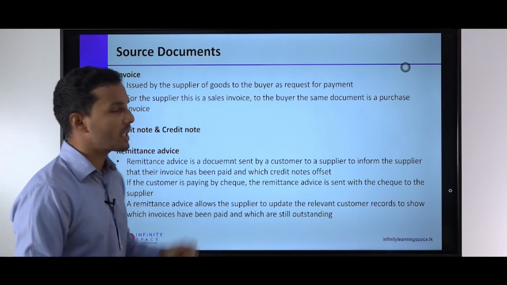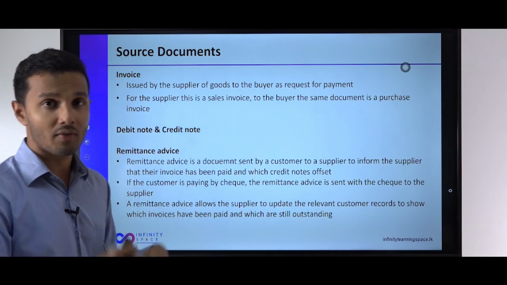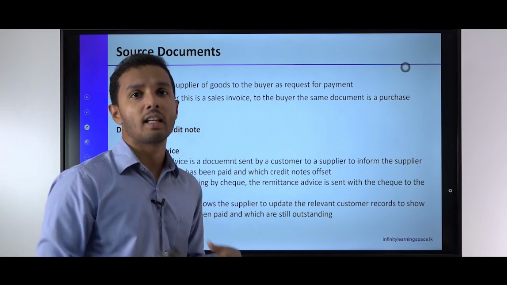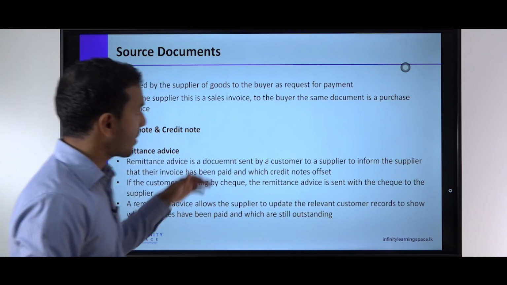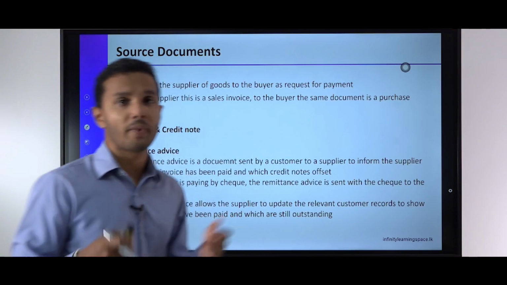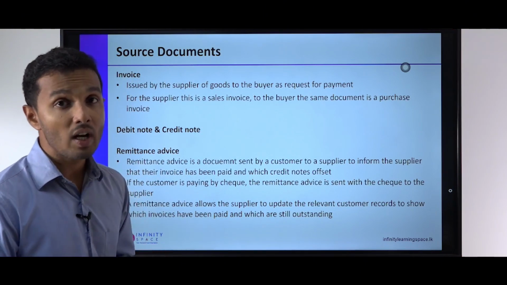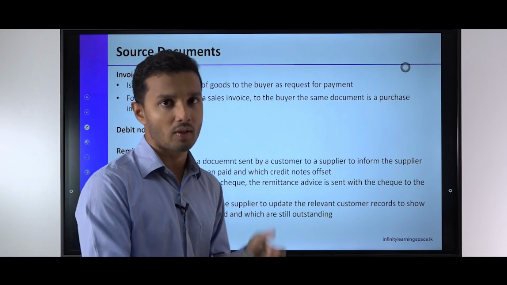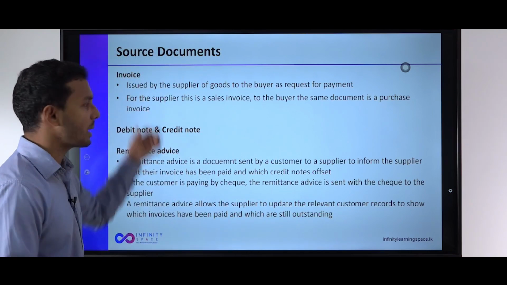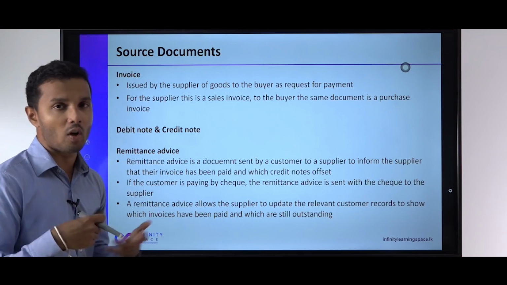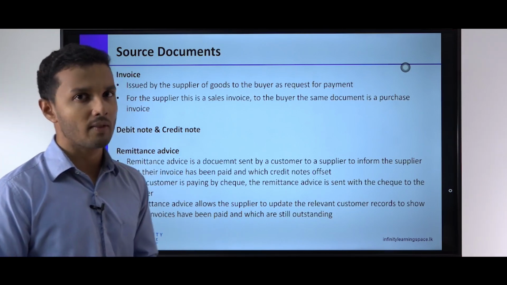So from the supplier's point of view, this document will be called a sales invoice, because for the supplier it's a sale, it's an invoice raised because of a sales transaction. But from the buyer's point of view, the same thing is called a purchase invoice, because from the buyer's point of view, he has purchased goods. So that's why it's called a purchase invoice. But it's the same document. The seller or the supplier will call it a sales invoice. The buyer will call it a purchase invoice.